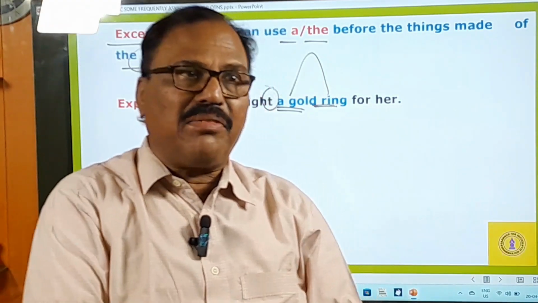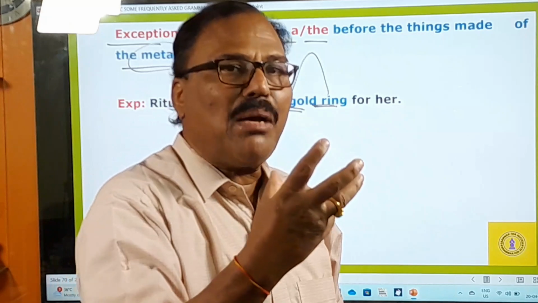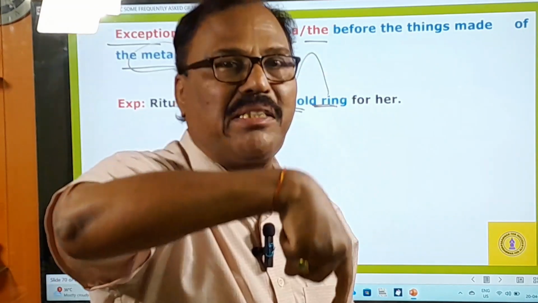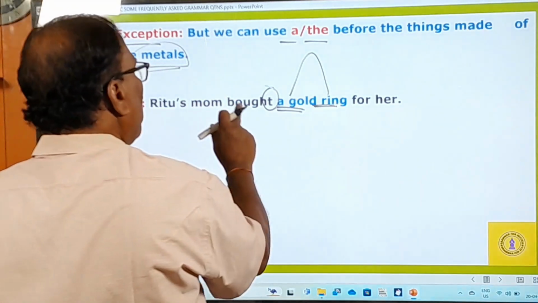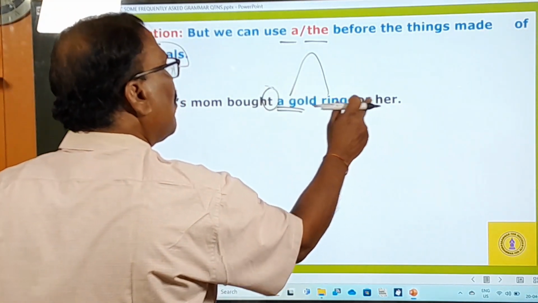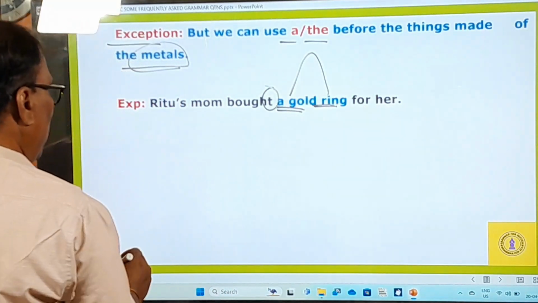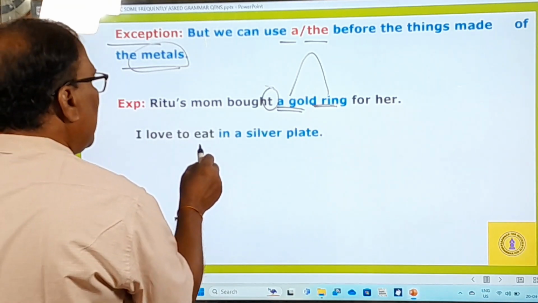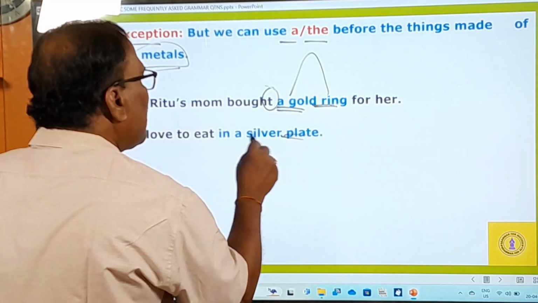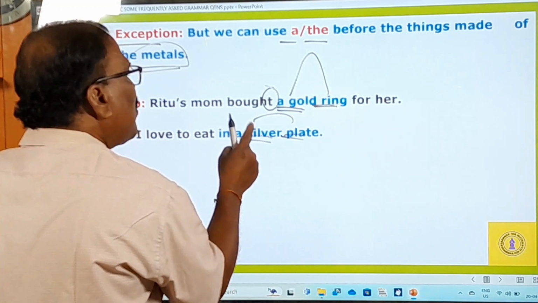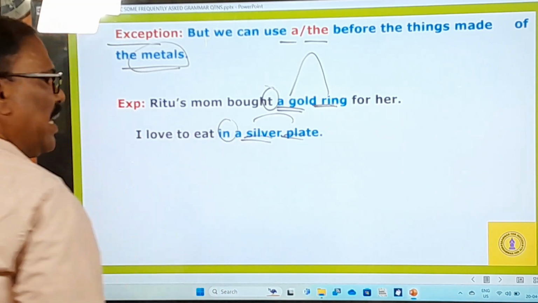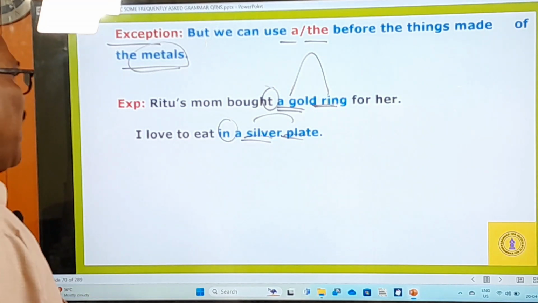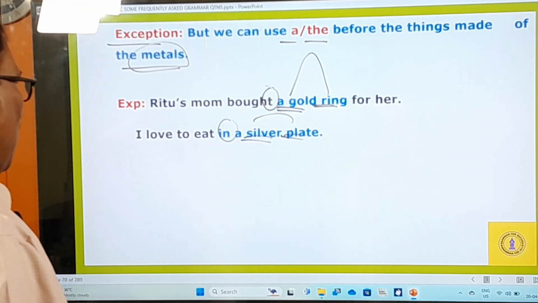So something like that. Whenever you are talking about things made of metals, you can use the article, right? Ritu's mom bought a gold ring for her. A is used here. And here, I love to eat in a silver plate. What kind of plate? Silver plate. So here we are not talking about silver, but about the plate made of silver. And therefore, a is used there, in a silver plate.